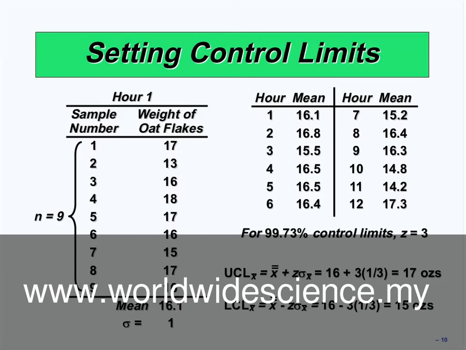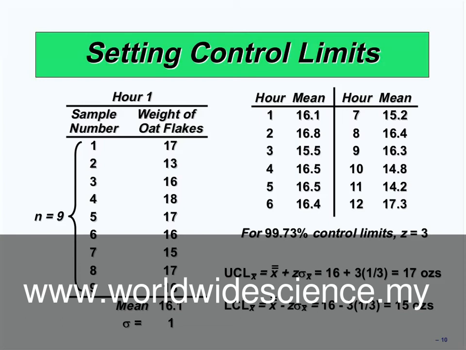Z is equal to 3, sigma is 1, and sigma X bar is 1 divided by, oh sorry, please let me write that again for you. Sigma X bar equals sigma divided by the square root of n.